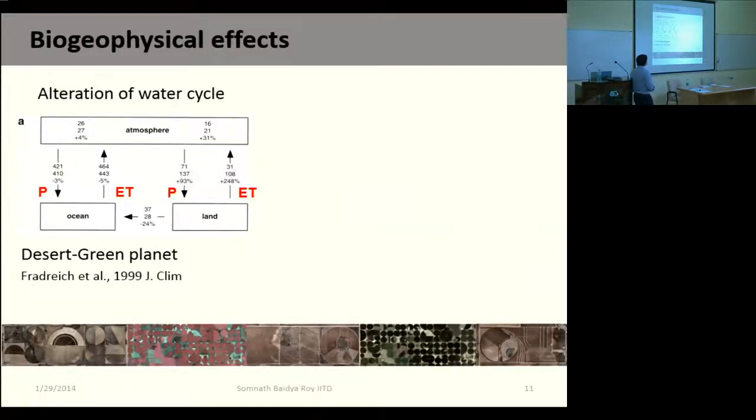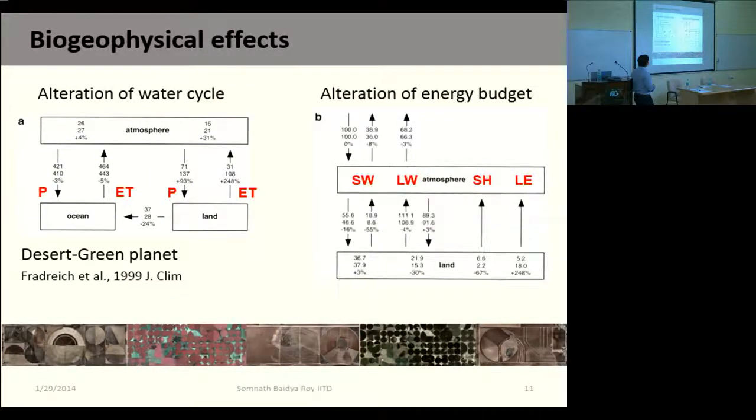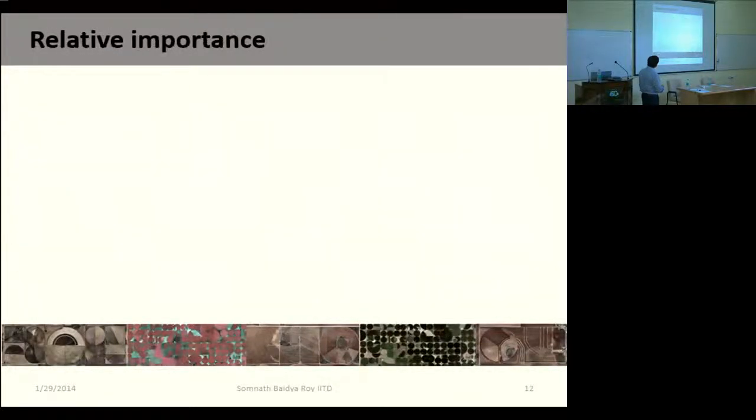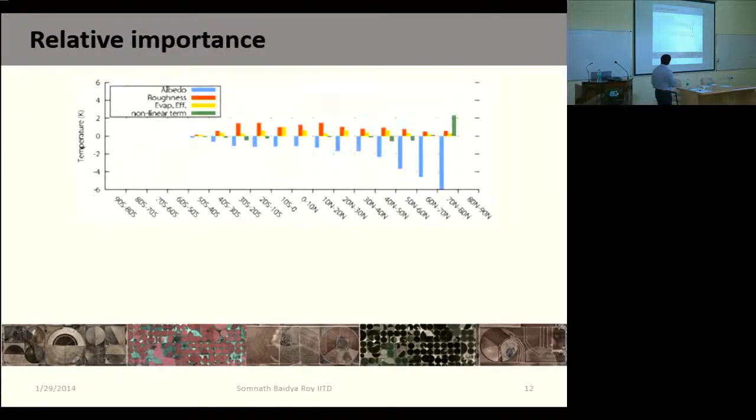So another interesting study, a very simple study about just biophysical effects, you can see that there are significant changes in land, a significant increase in precipitation as well as an increase in evapotranspiration. And the same thing, a significant decrease in sensible heating and increase in latent heating. So if I manage to put this together and just compare the relative effects of albedo, roughness and ET.